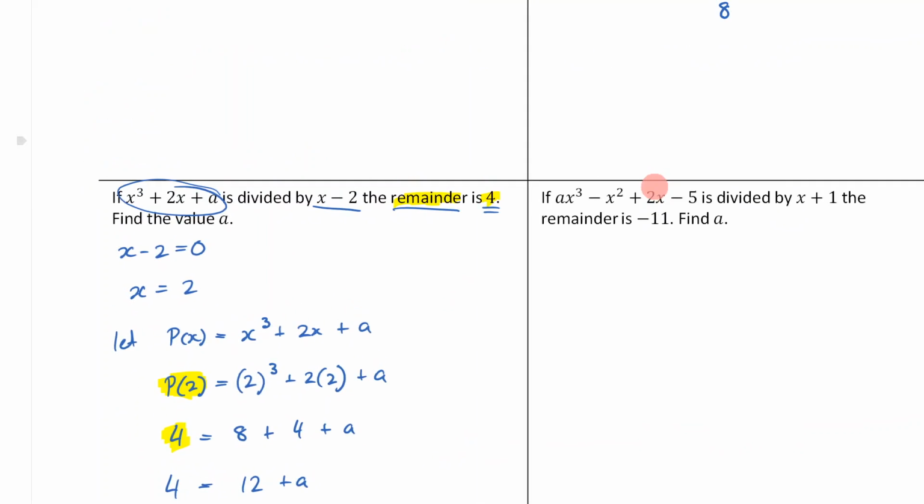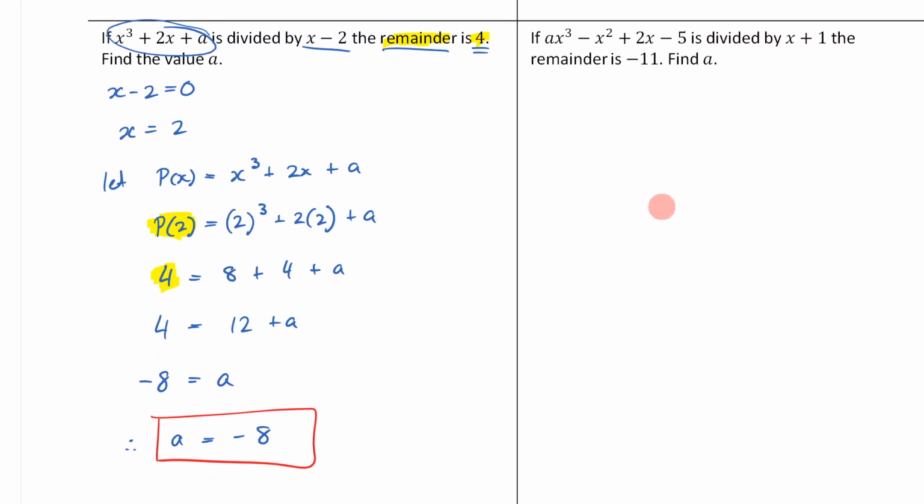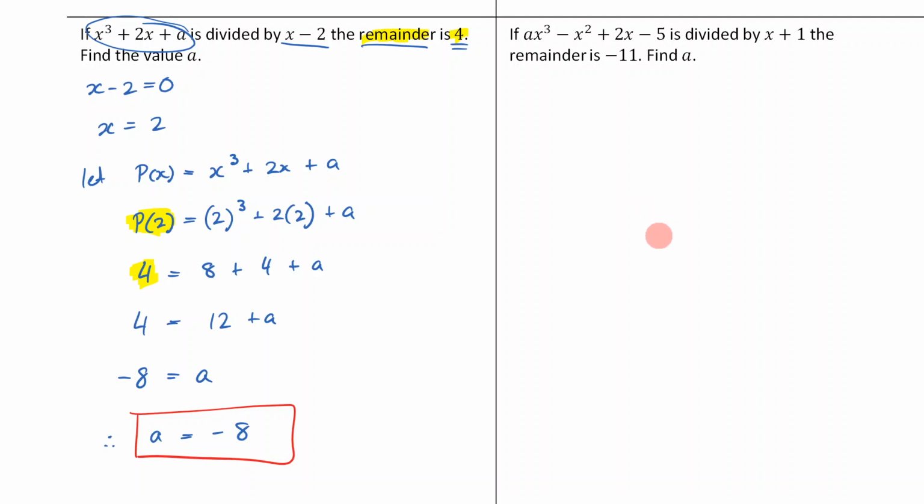Let's now do the next one here. And it's the same thing again. So pause the video and see if you can do it for yourself. The whole point of having two of a similar question is for you to pause it and try it. So please make sure you're doing that.